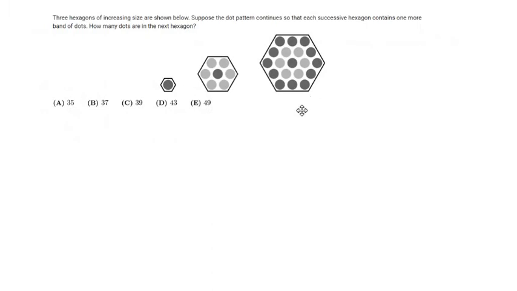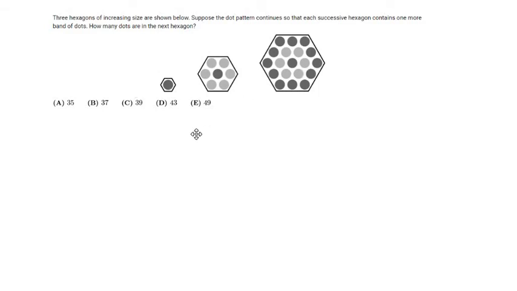Okay, let's move on to problem 4. This was a tricky one, especially because it does not look as easy as a problem 4, but once you start solving it, you'll realize how to solve it easily. So let's read problem 4 first. 3 hexagons of increasing size are shown below. Suppose the dot pattern continues so that each successive hexagon contains one more band of dots. How many dots are in the next hexagon?